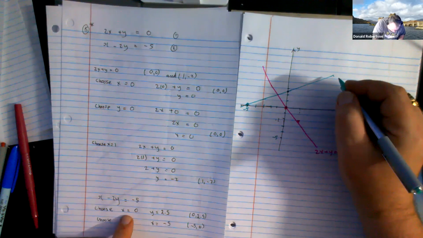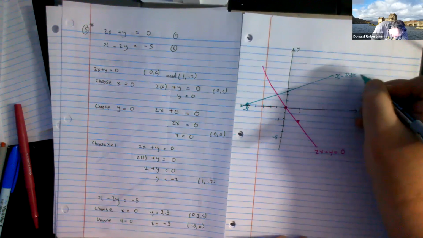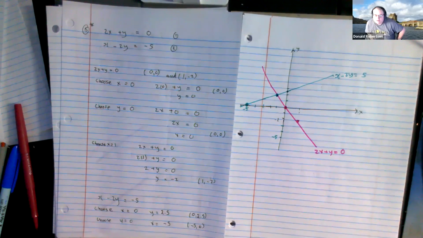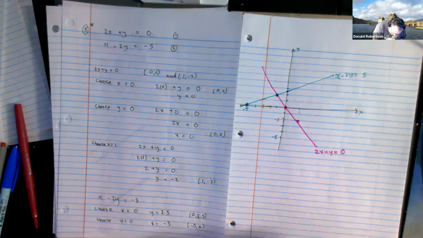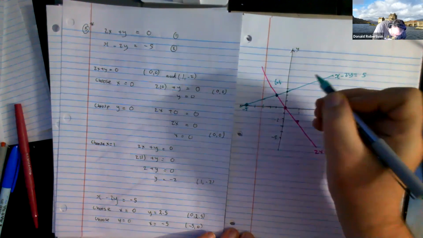Just double checking my own work. Okay, so this is x take away 2y equals -5. Would you agree that they cross here? Since I'm doing this by hand with wobbly curves and atrocious scales, I'm going to make a judgment call here. It looks to me like that point is probably -1, 2.